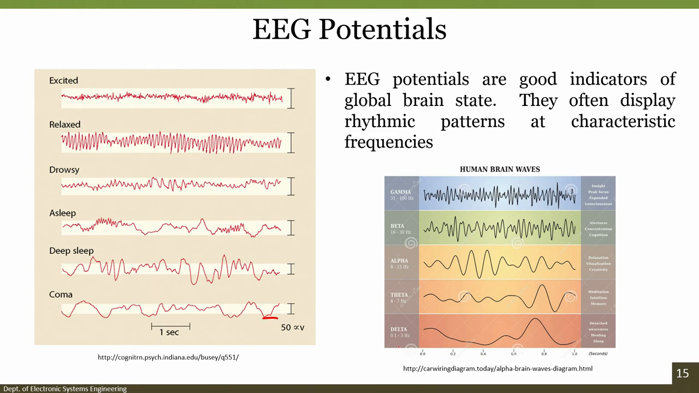When we talk about delta, it is unawareness or healing sleep. When you talk about theta, it is about meditation, intuition, memory. When you talk about alpha, it's more about relaxation, visualization, creativity. When you talk about beta, it is alertness, concentration, and cognition. When you talk about gamma, it's about insight, peak focus, expanded consciousness. So EEG potentials are not only good indicators of the global brain state, but they often display rhythmic patterns at characteristic frequencies, which helps to understand the health or the state of a brain.